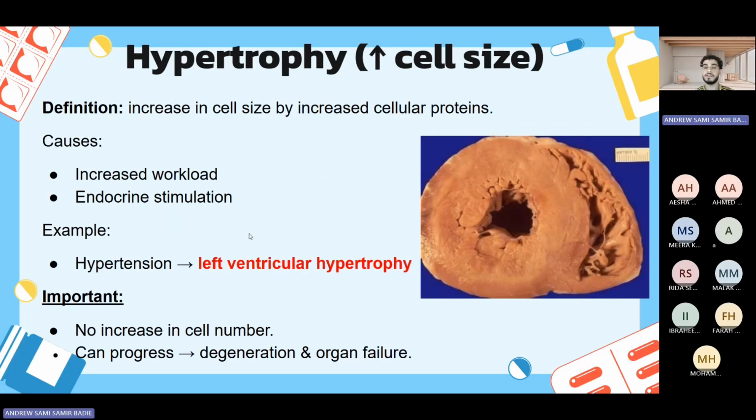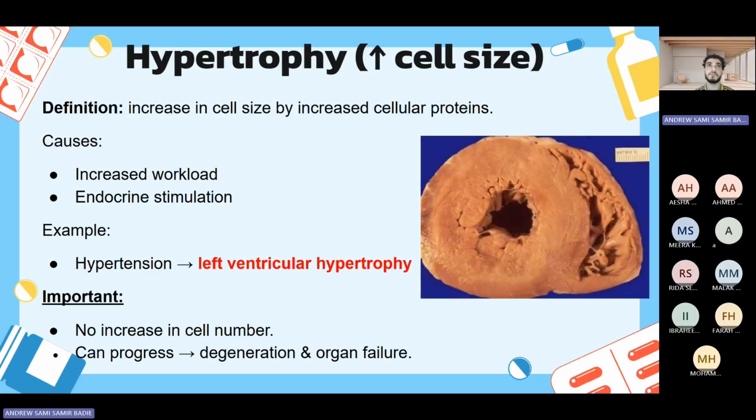Hypertrophy, on the other hand, is increase in cell size, the opposite of atrophy. So, for example, we have increased cellular proteins inside the cell. So what are the causes? As we mentioned before, when you have atrophy, you have decreased endocrine stimulation. Here we have increased endocrine stimulation or increased workload. And a very famous example Dr. Ibrahim likes to get is hypertension. This picture on the right, until now, until CVS, Dr. Ibrahim still brings the same picture. So know this picture and know this example. So we have left ventricular hypertrophy.